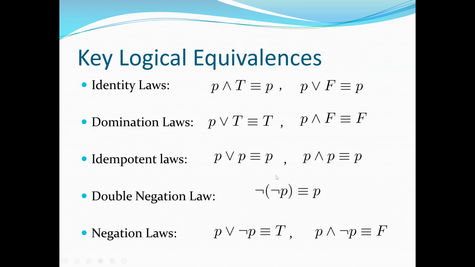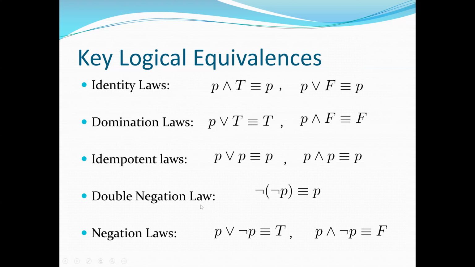Then let's go to the third. The third law said that if we have the same expression, the answer will take only one. So true, true will give me true. False, false will give me false. So that's what we have here. P or P, it's always P. The same thing, P and P is always P. So if P is true, true and true is true. If P is false, false and false is always false.